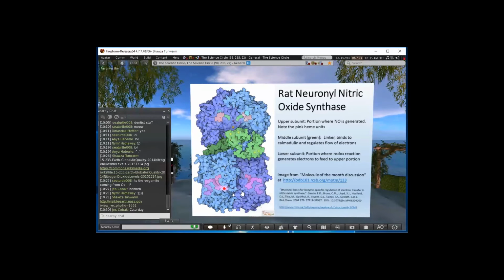And at the bottom, there's a reaction that frees up some electrons that can be used eventually by the nitric oxide synthase to make the NO. So let's see.